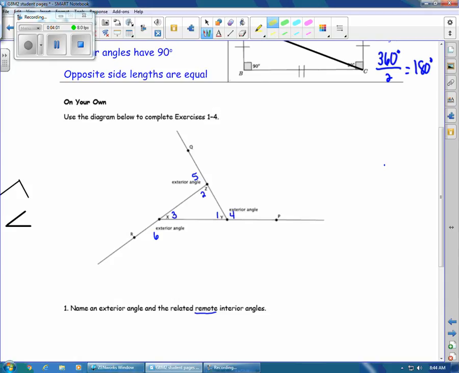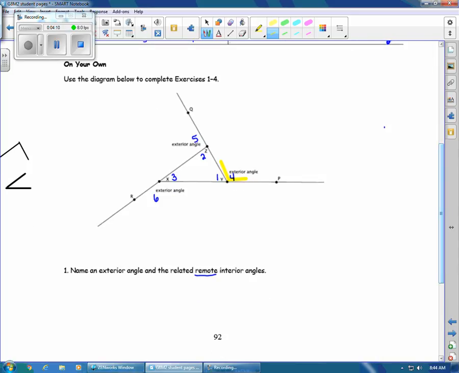Let me get a highlighter real quick. This is the exterior angle that we're going to talk about first. Labeling it with my 3 letters, it is angle ZYP. We're also calling it angle 4, just so you know exactly where we're looking. The related remote interior angles are going to be the ones that are opposite from it. They're going to be over here and here.